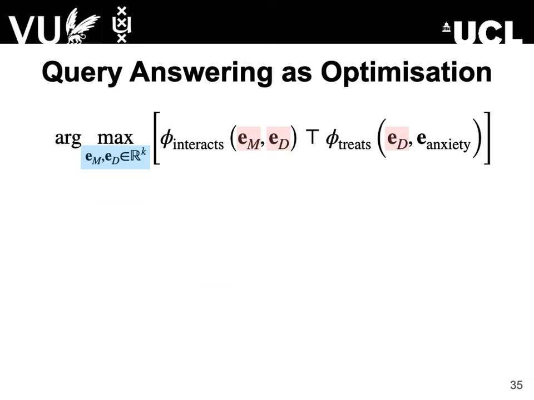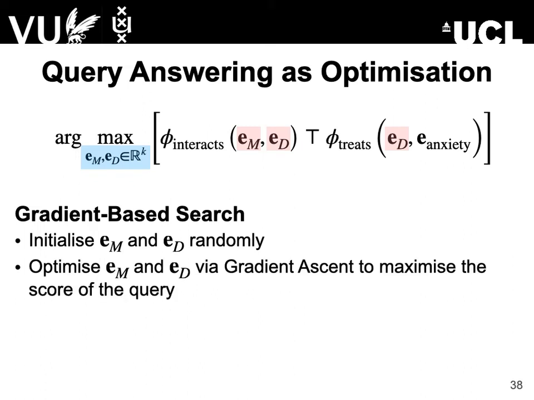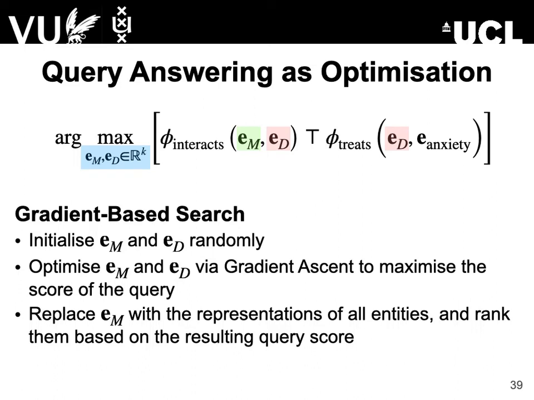Another approach we experimented with consists in directly optimizing the vector representations associated with the variables M and D. This can be done via gradient-based optimization. We first initialize the embeddings of M and D randomly, and then we optimize the embeddings of M and D to maximize the score of the query. And finally, we replace the embedding of M with the embedding of all the candidate entities and rank them using the corresponding query score.